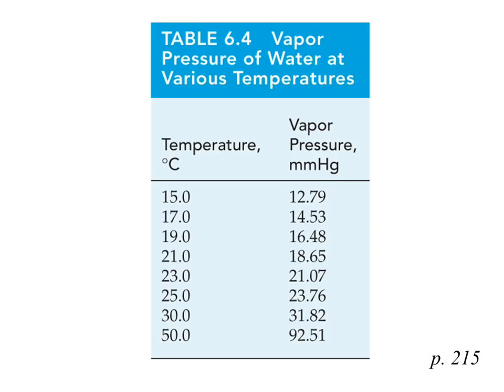So the temperature was 25. This is our target water vapor pressure, 23.76. It can't go higher than 23.76 at that temperature because it would be in equilibrium.